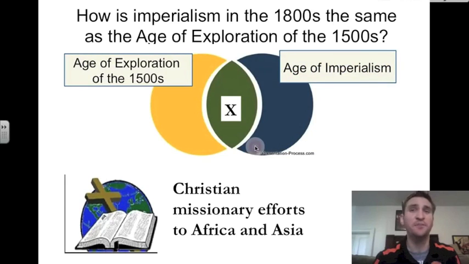How is imperialism in the 1800s the same as the age of exploration of the 1500s? We've been talking about that in previous units. Well, what makes these two periods of history similar is Christian missionary efforts. In both cases, European missionaries move to Africa and Asia and the Americas to try to convert indigenous people to Christianity. That makes it similar.